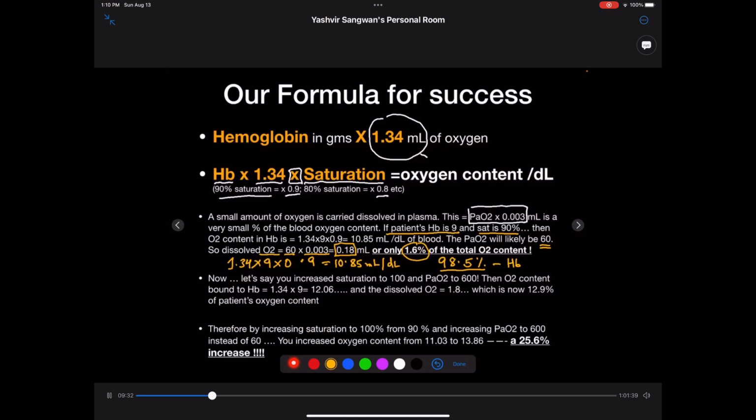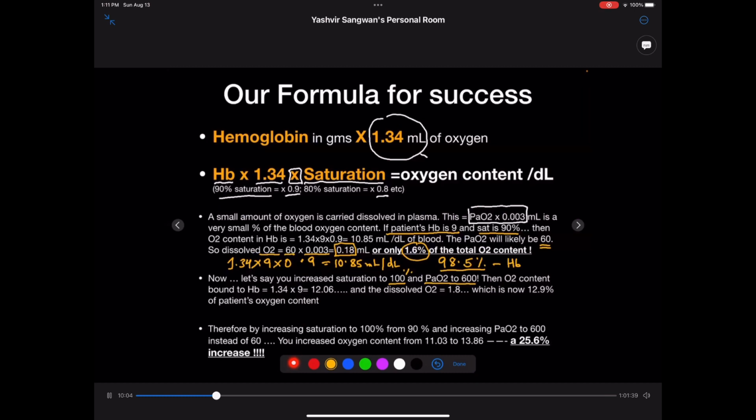Now, let's say in order to improve the oxygen content of this patient, we increase the saturation from 90% to 100%. And the PaO2, we are hyperoxygenating this person. Normal PaO2 is 90 to 100. We are making the PaO2, the partial pressure of oxygen in the arterial blood, 600.